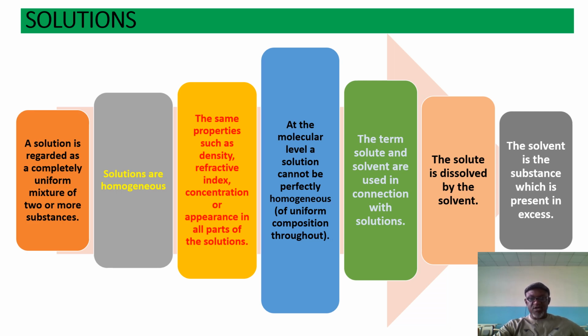Why we say this is because the terms solute and solvent are used in connection with solution. So we want to differentiate. When we have these components that make up the solution, we must have one that is a solvent and the other will be a solute. And we said that the solute is dissolved by the solvent. Which means the solvent is a substance which is present in excess, and the solute is the one that is not in excess. So we can differentiate two things, the solute and the solvent, which make up the homogeneous mixture, which we call solution.